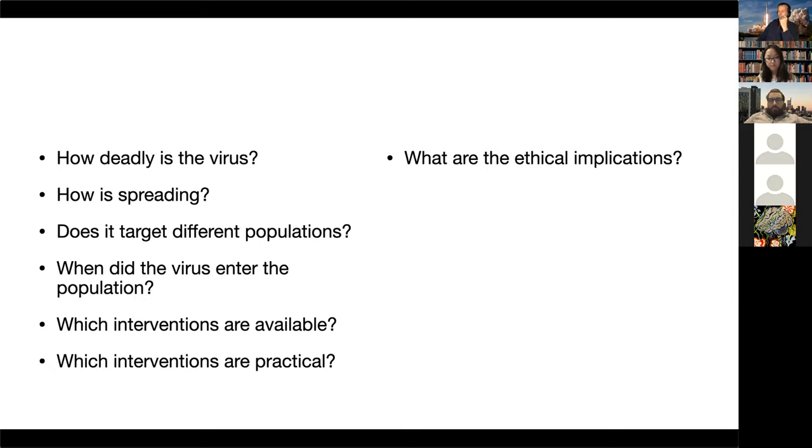You also need to know, when did the virus enter the population? Because obviously if it's endemic, you would have a very different response than what you might do if it's just entered the population. Once you've decided how bad of a problem it is, the next set of questions is, what can you do about it? So which interventions are available? Which interventions are practical? And what are the ethical implications? So we'll discuss this broad set of questions today and next Thursday, and we'll start with the first couple of questions.